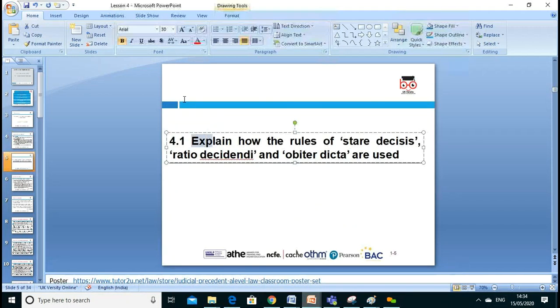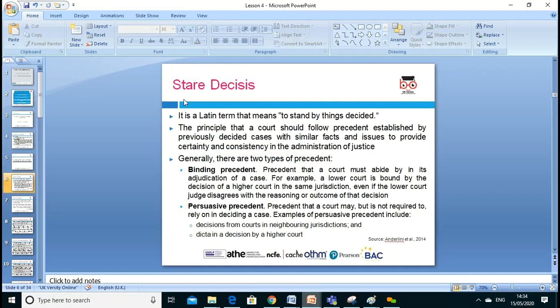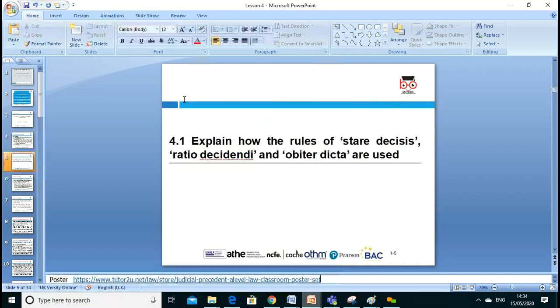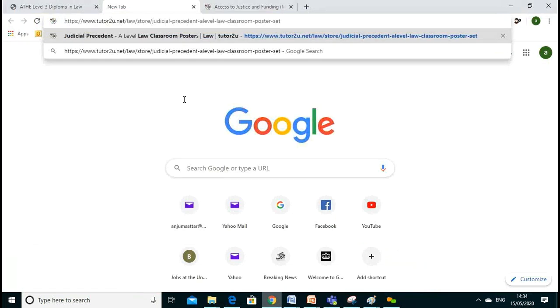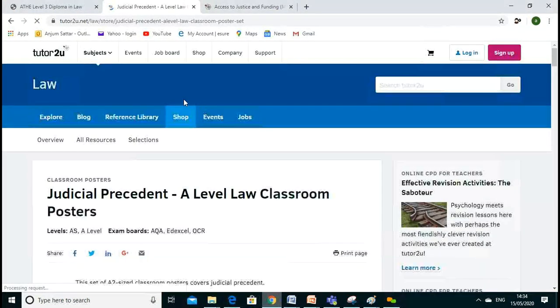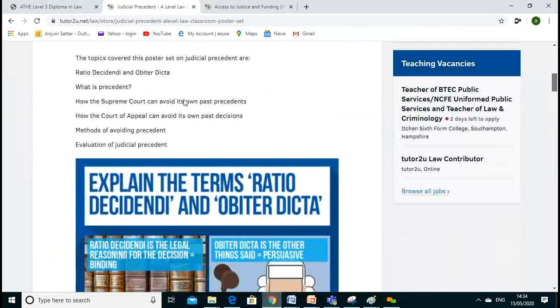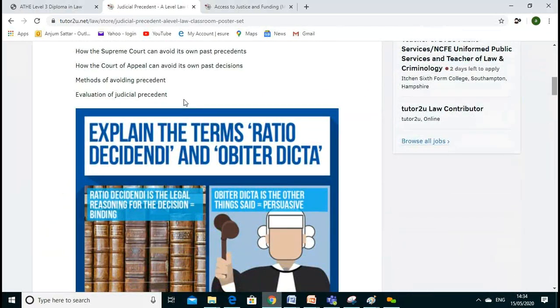First, our learning outcome: explain the rule of stare decisis, ratio, and obiter, and we will go through all 3. To help us understand, I copied the link for you here in the slide. I'm not by profession a solicitor, but I normally teach, so this is from a teaching perspective. First we see what is meant by stare decisis.